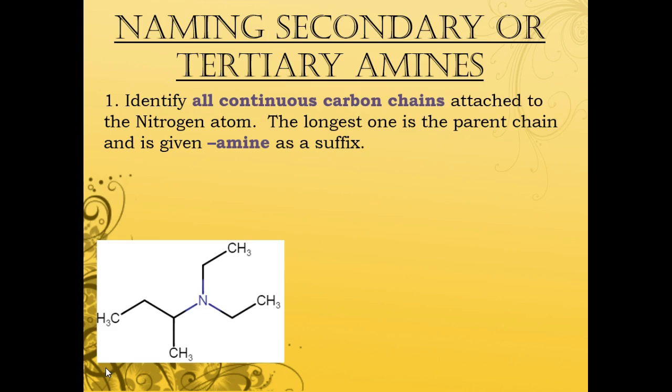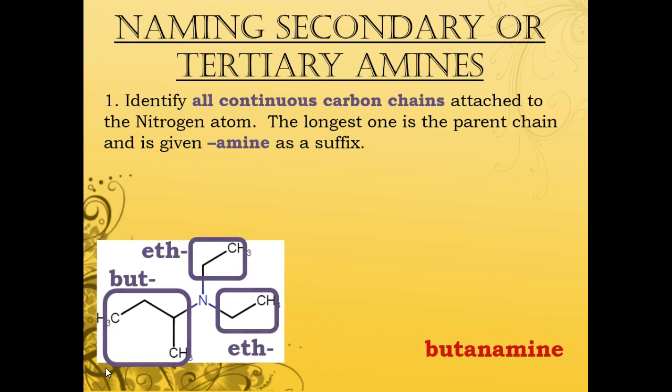Naming secondary and tertiary amines is kind of like naming the amides with carbon chains that came off of it. Identify all continuous carbon chains attached to the nitrogen atom. The longest one will be the parent chain, and it is given the amine as a suffix. So here we go. We identified all the carbon chains. The largest one is butane, so we have butanamine.